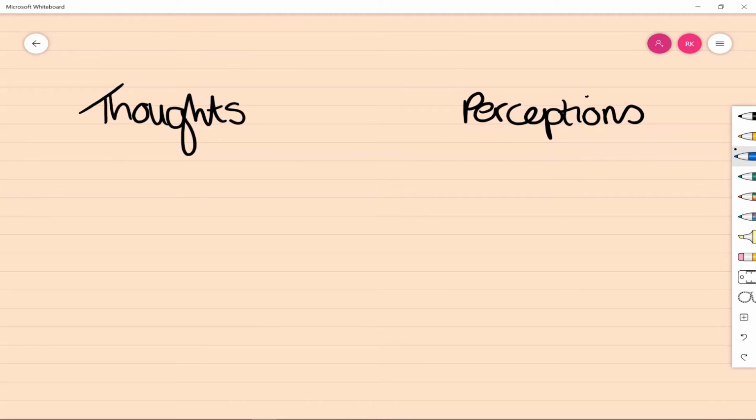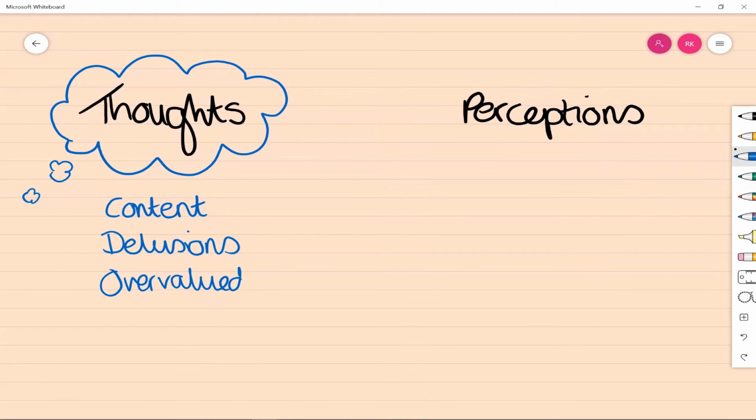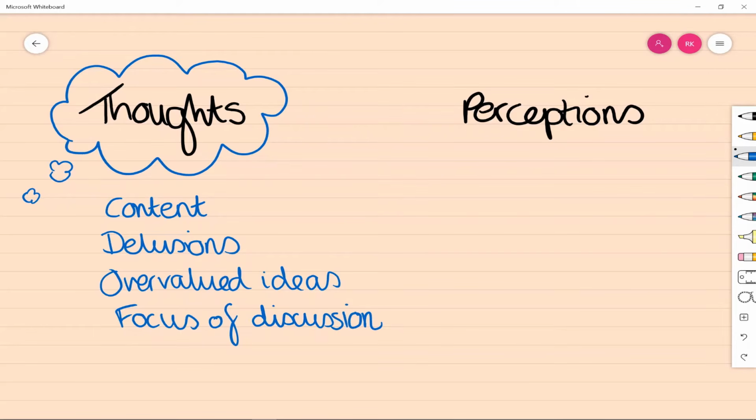The next two to consider are thoughts and perceptions. Thoughts, we think more about the content and also the form. So the form links back into the thought disorder, which we talked about a bit, which is usually identified within speech. So you can really list it within both areas depending on what content you have uncovered. But when we think about thought content, we think about any delusional content, overvalued ideas, and really just asking ourselves, what has been the focus of this discussion? What are the main things that they've told us?